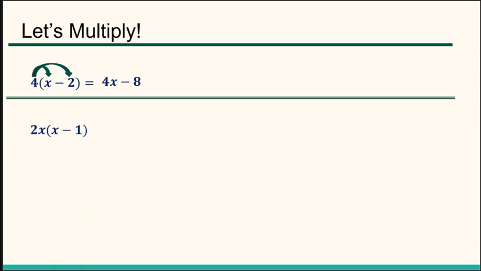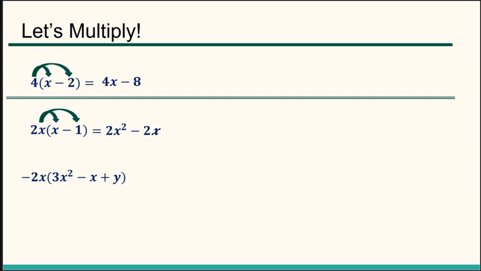for this one. Next up, 2x times the quantity x minus 1. So that's once again 2x times each of those. So we're going to do that, and we'll get 2x times x, that's 2x squared, minus 2x times the 1, well, that's minus 2x.